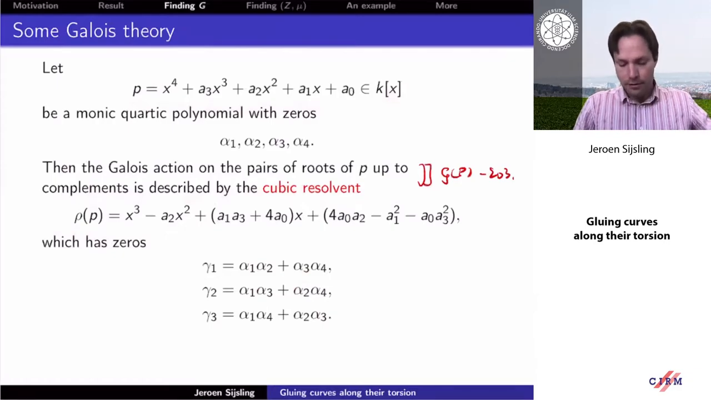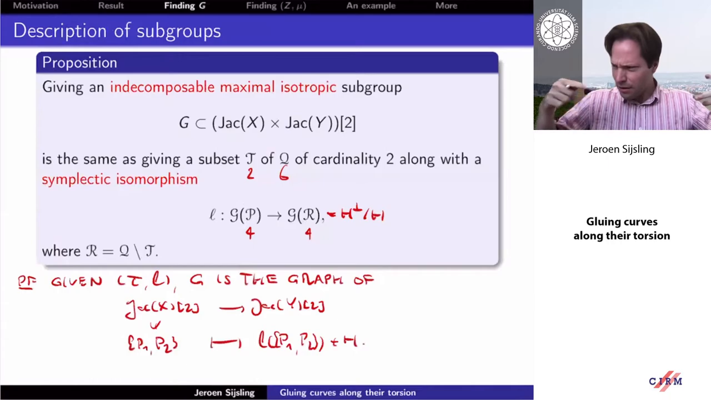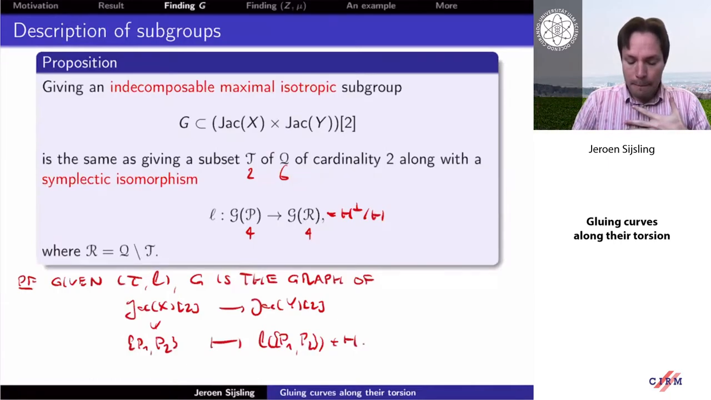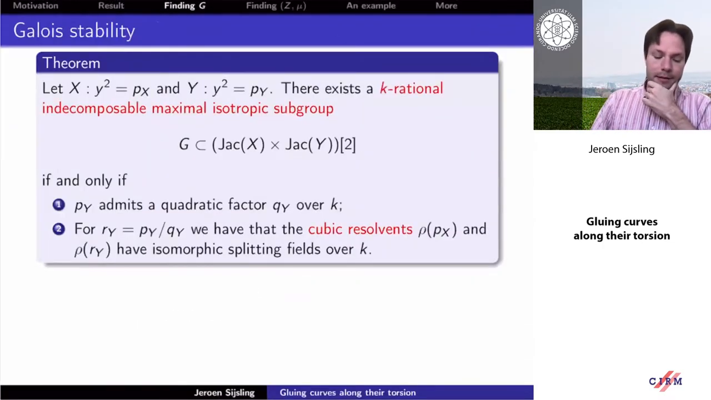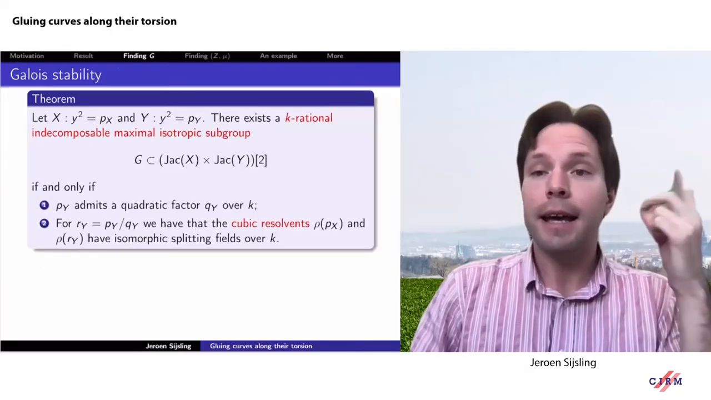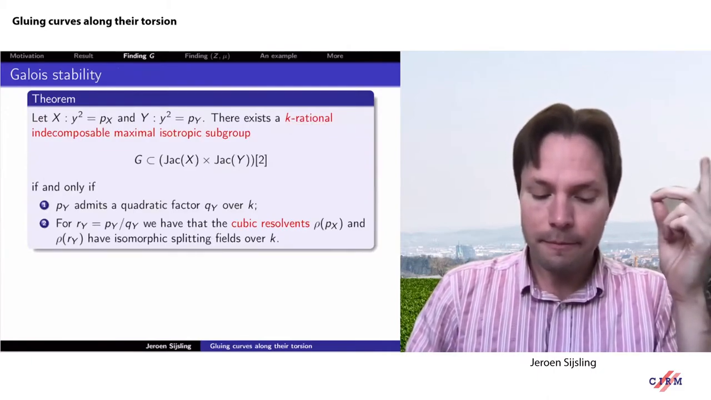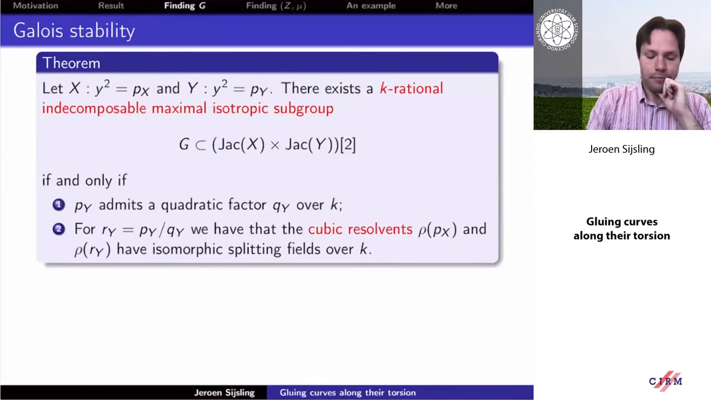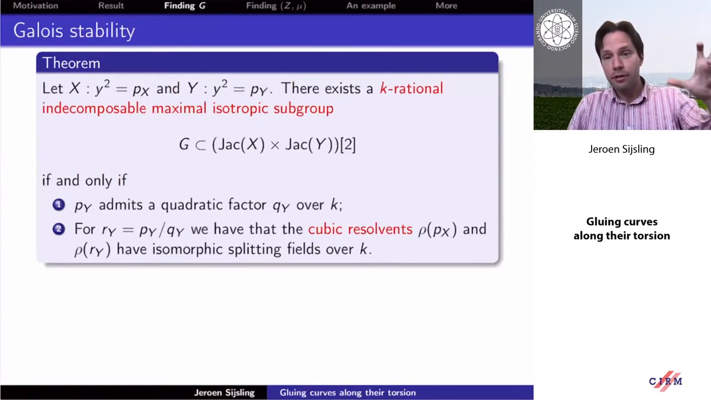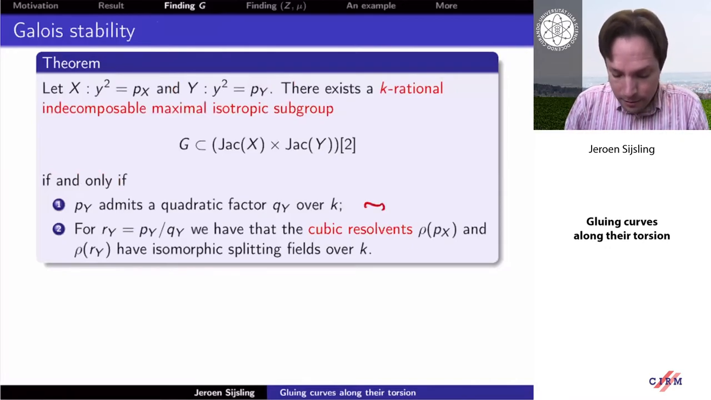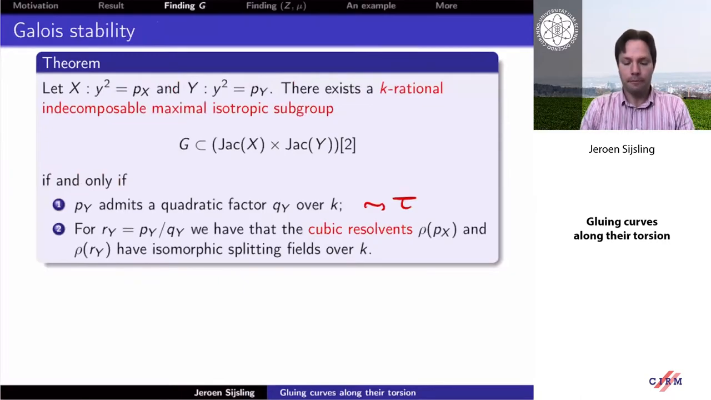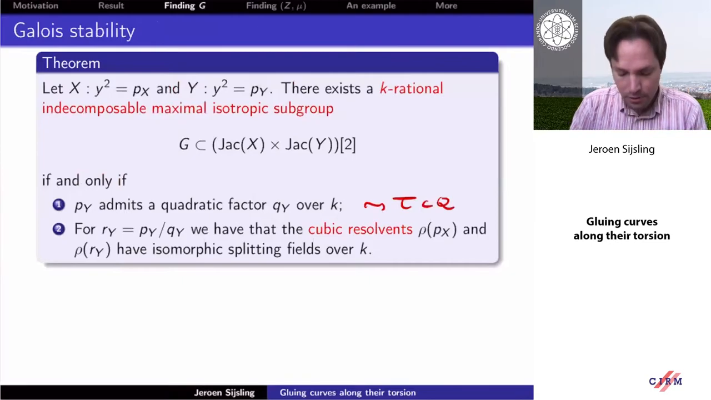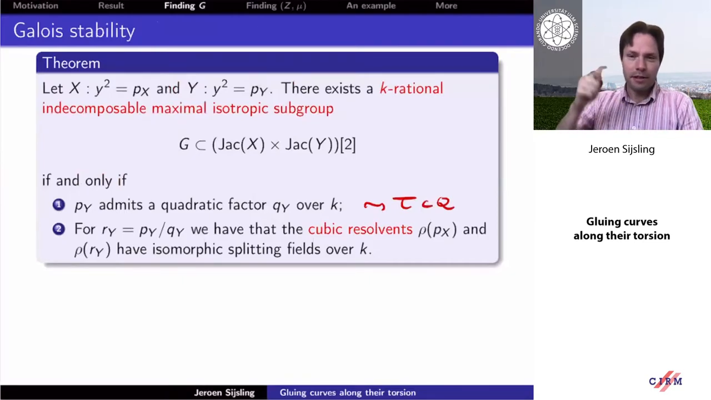And if you then determine what this all means, for this to be K-rational, you get the main theorem on these subgroups. And here it is. There exists this group with all these properties, maximal isotropic and indecomposable, and also K-rational, if the following holds. First of all, you want Py to admit a quadratic factor Qy over K. Because what this does is it picks out two roots of your defining polynomial, and that then gives rise to the subgroup T of cardinality 2 inside a set of special points Q. That's one.